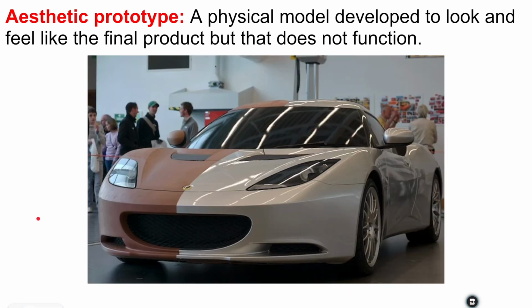Another type of physical prototype that you need to know is an aesthetic prototype. This is a physical model developed to look and feel the same as the final product, but it does not function. This is an example: a Lotus car, and you can see that it's actually made out of clay. This car doesn't work, but it looks real. I picked this picture because you can see it's got the paint on this side. If it had the paint on the side where the clay is, you would assume that this is an actual functional car, but this product is not functional, and therefore it's an aesthetic prototype to give you an understanding of what the look and feel of the final product will be without the function.